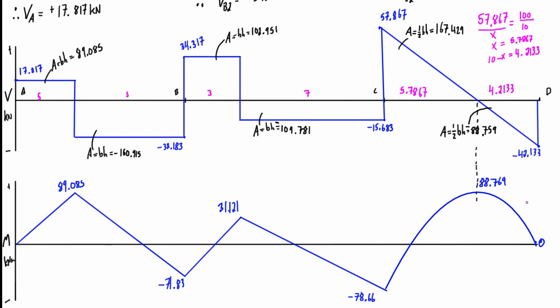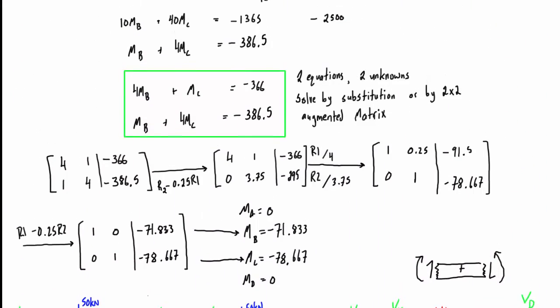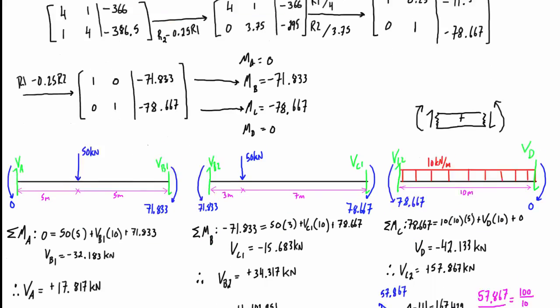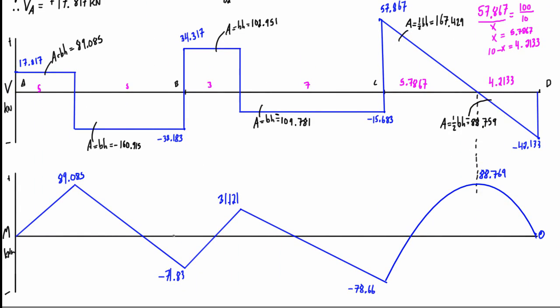So that's close enough. All right, if you're curious, we found out earlier in the problem that we calculated the internal moment at B, and we also calculated the internal moment at C, but then we found them graphically here. So let's just go up and see what we got for those. The internal moments were: MA was 0, MB was negative 71.833, MC was negative 78.667, and MD was 0. If we compare that to what we have on our actual bending moment diagram, yeah, we had 0, negative 71.83, some rounding there, and negative 78.66. So that's cool. That looks like we've done that right.